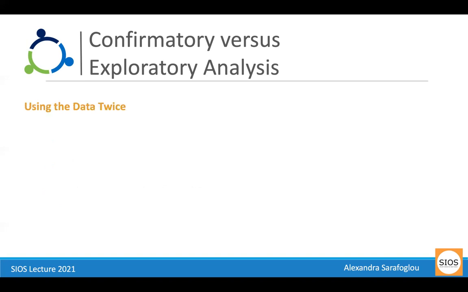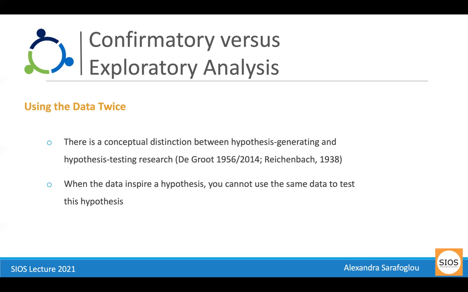Okay, so let's start. There is a thing, it's called using the data twice. And this is a bad thing. And basically, as early as in the mid-50s, but also in the 1930s, researchers pointed out that it's really important to distinguish the phase of research where we generate hypotheses from the phase where we're testing hypotheses. And basically what their conclusion was from de Groot and also Reichenbach was that when your data inspires your hypothesis, you cannot use the same data again to test the hypothesis.